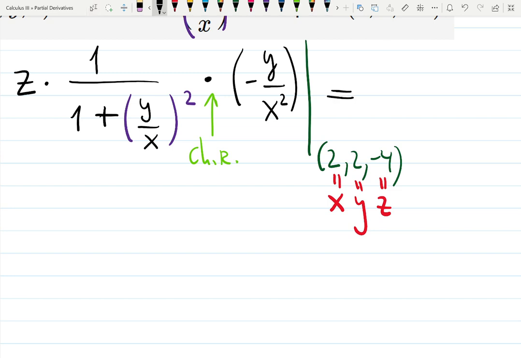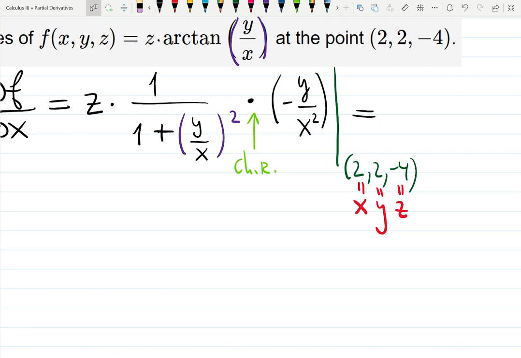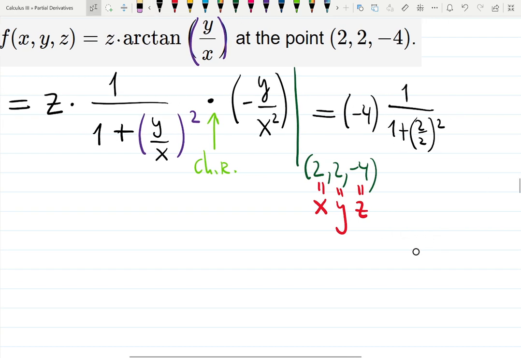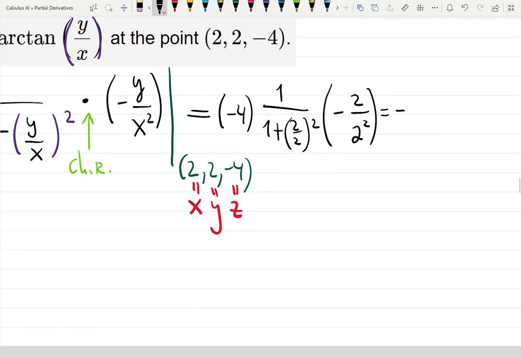Now I'm plugging in. So the bar means at. Derivative at 2, 2, minus 4. And you carefully plug it in, or you can simplify if you want to. I don't want to. Z is minus 4. 1 over 1 plus y over x, 2 over 2 squared, times, I could put it in the numerator, minus y, which is 2, over x, 2 squared, and I see it's supposed to be minus 2/5, minus 2 over 5. Can you do this?